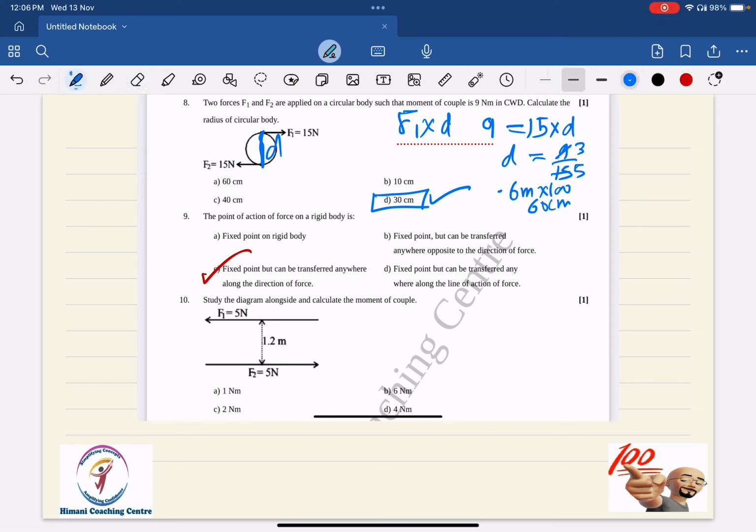Now let us look at the 10th question, which is the last one. Study the diagram alongside, calculate the moment of couple. Again, what is a couple? Two equal and parallel forces not acting along the same line produce a couple. Here you can see F1, 5 Newton going in this direction, F2 in this direction. Are they parallel? Yes. So what is the couple here? 5 into 1.2. You will get your answer as 6 Newton meter.